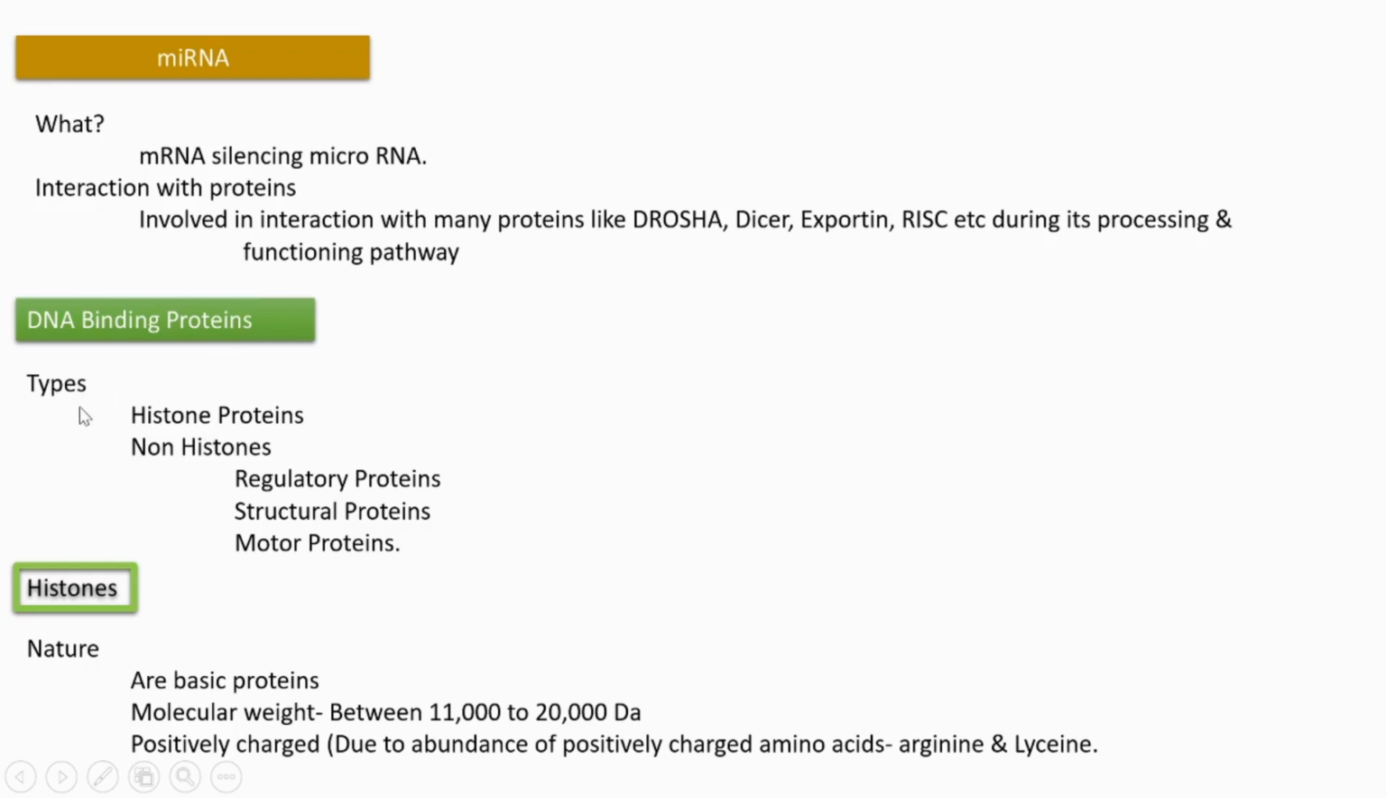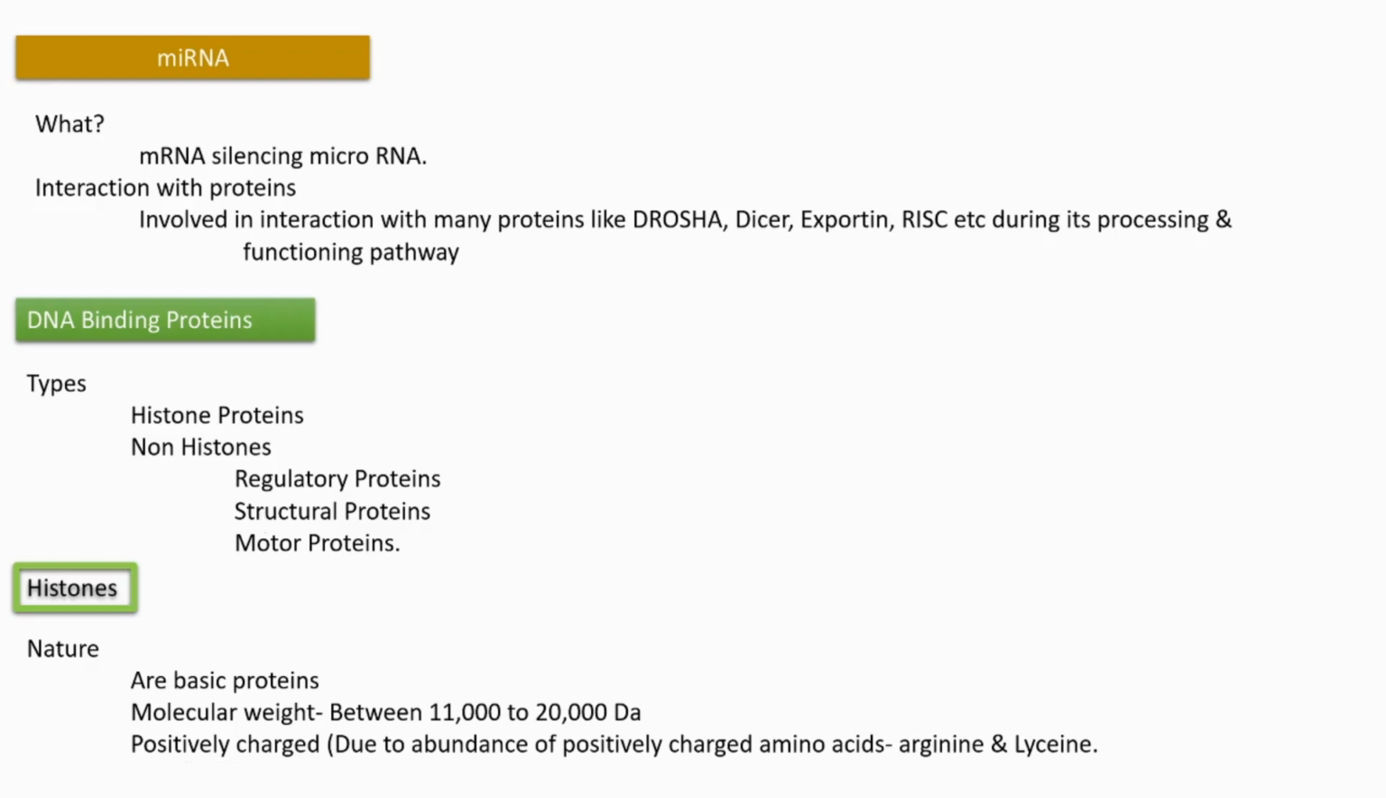First point, which are the different types of proteins that bind DNA? They include histone proteins and non-histone proteins. Among the non-histone proteins, many other different classes come there: regulatory proteins, structural proteins, and motor proteins. We are going to learn about each one separately.